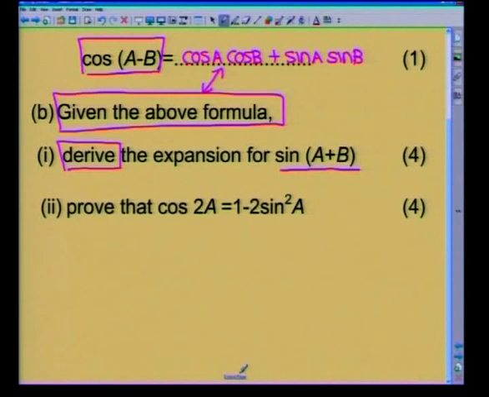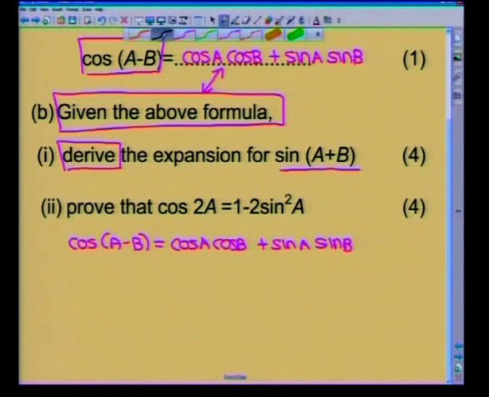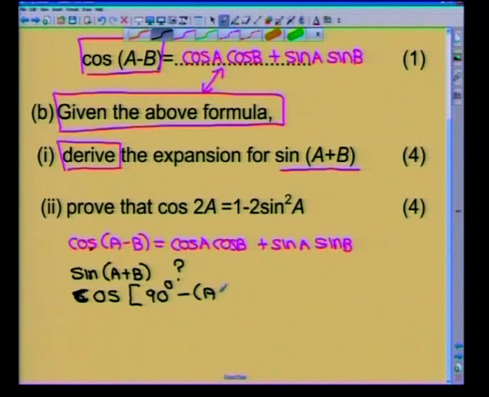Now that's not a huge problem. Let's write down what we know. We know that cos A minus B is equal to cos A cos B plus sine A sine B. And what I want to do is find a formula for sine A plus B. So the question we've got to ask ourselves is, can we find a way to change sine to cos? And yes, we can. We can say that this is equal to, let's make it a cos because that's what I want, the cos of 90 degrees minus A plus B.